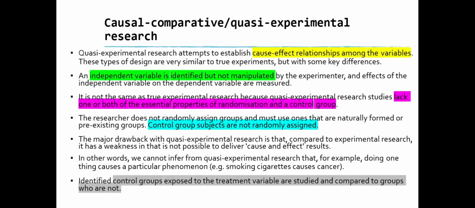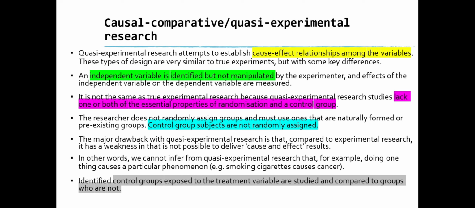Okay? Now, let's have the quasi-experimental research. This is a type of research that attempts to establish cause and effect relationship among variables. So this type of design is very similar to true experiments, but of course, there are some key differences. An independent variable is identified, but in some cases it is not manipulated by the experimenter. And the effects of the independent variable on the dependent variable are usually measured.